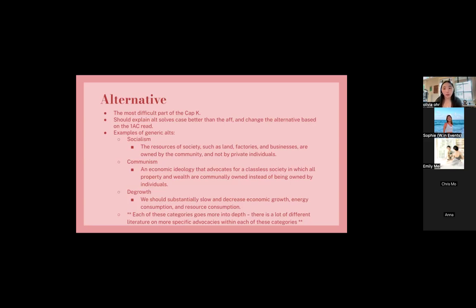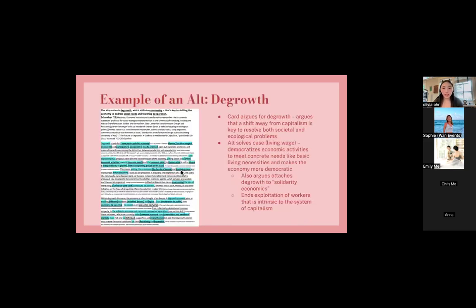Again, as I mentioned above, each of these go into depth. I would definitely recommend researching each of these if you have time, but this is just a basic overview. So now for examples of alternatives. The first example I pulled was degrowth. This is the Schmelzer card if you're following along on the card doc. This card argues for degrowth, which is a shift away from capitalism, which this card argues is key to resolving societal and ecological problems.